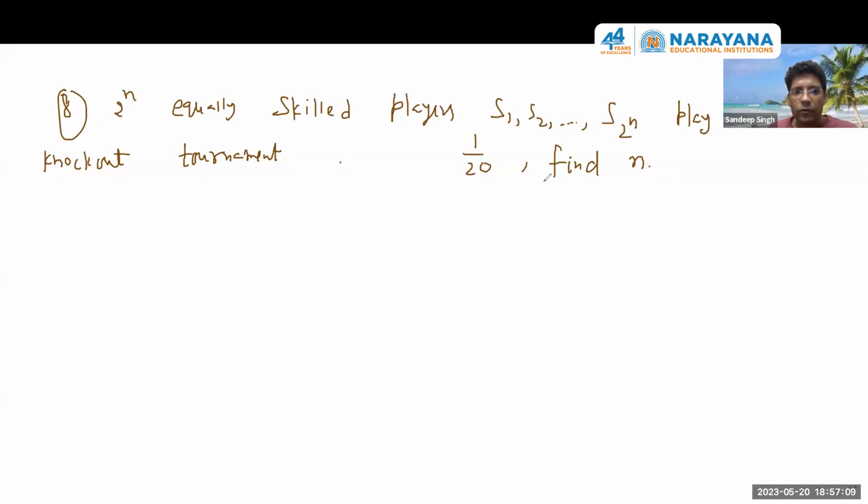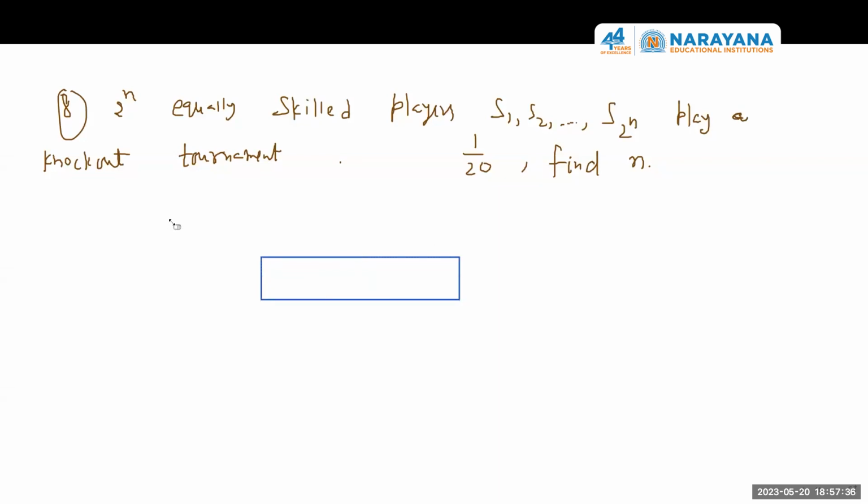So tell me, Samarth, how do you do it? Total players are 2 power n. The probability that S2 is a winner is 1 by 4. The remaining are 3 by 4. The probability of S1 being the winner is out of 3 by 4, with 2 power n minus 1 to take, right? Very good. You told that the probability of S1 being the winner is 1 by 20. I have equated and we got the value.